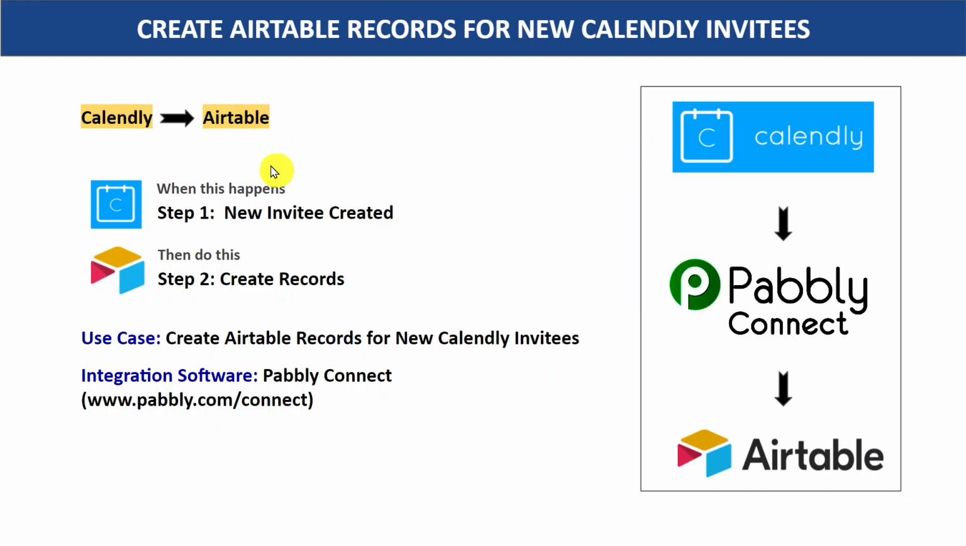Hey everyone, in this video we are going to learn how you can automatically create records for new Calendly invitees. Calendly and Airtable are two different applications and there is no direct connection between them. That's why we are going to integrate both of these applications with the help of an integration software, that is Pabbly Connect, so that whenever a new invitee is created in Calendly, Pabbly Connect will automatically create records in Airtable.